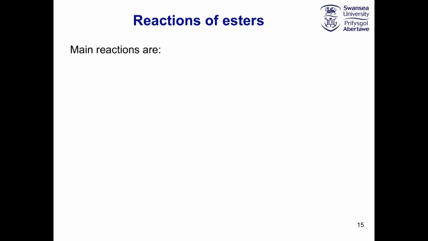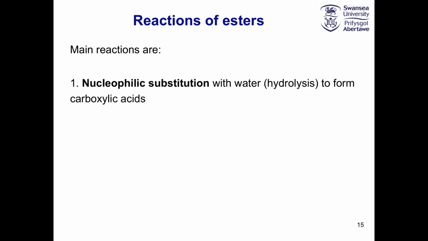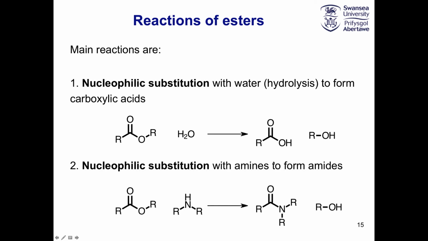Now, acyl chlorides and acid anhydrides are both relatively unstable, so we tend to make them only when we want to use them in a subsequent synthetic step. Esters, however, are stable enough to be stored for months at a time. We can, however, hydrolyze them back to the carboxylic acids, or we can react them with amines to make amides.